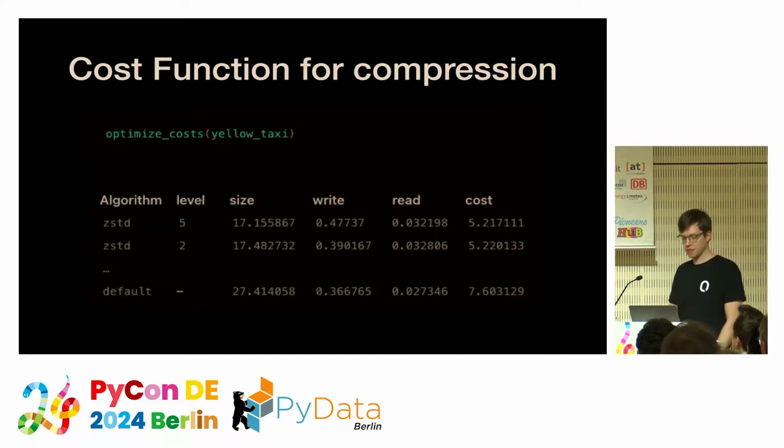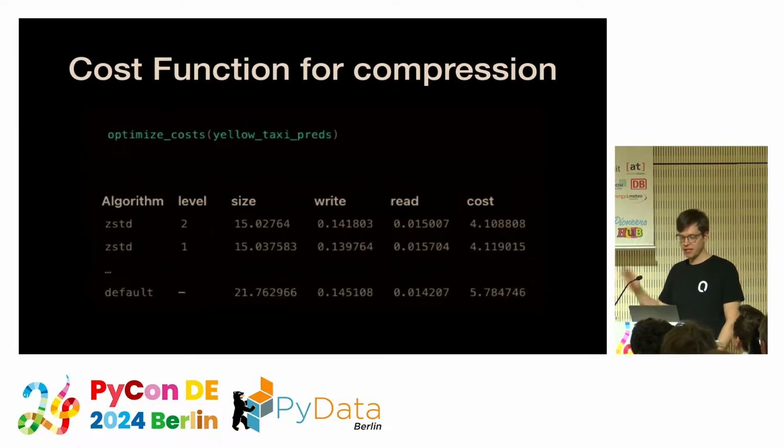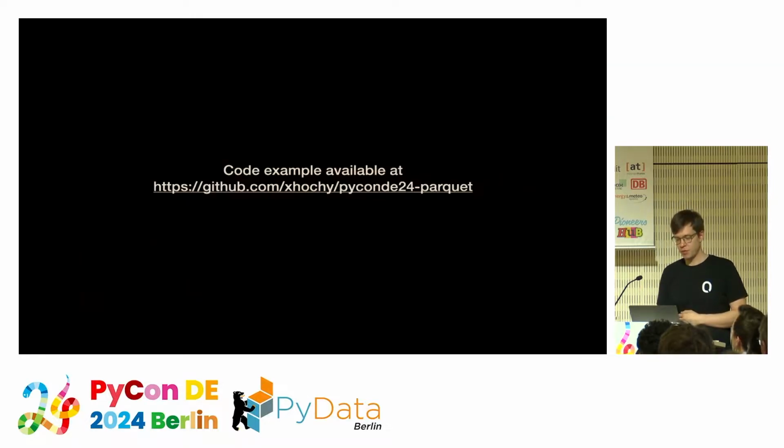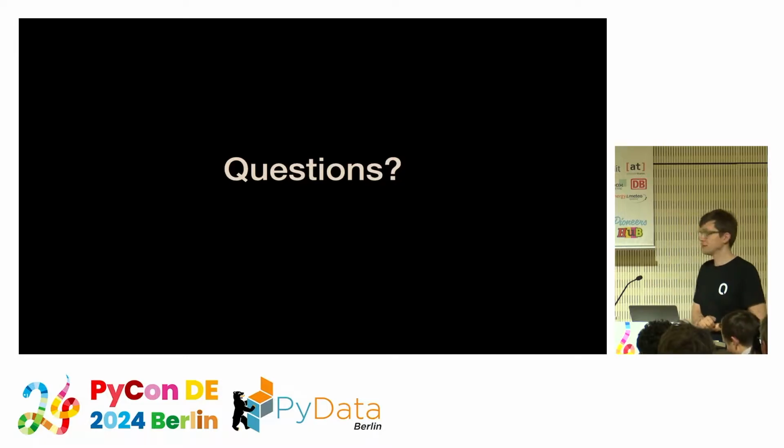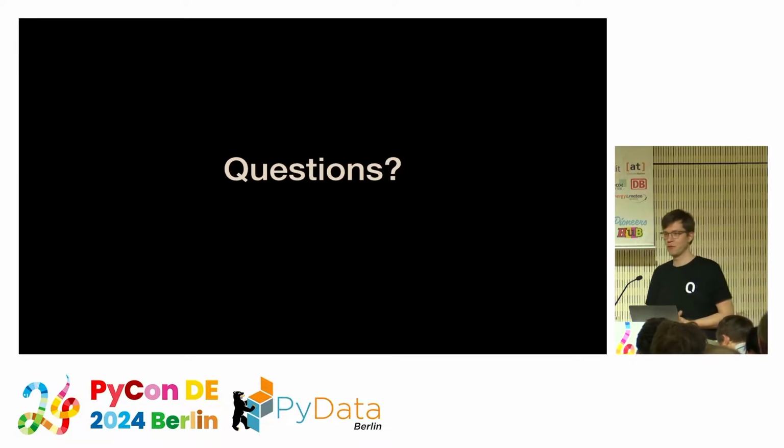The one data set said 5 is the optimal compression level. Here it's 20. So it depends on your use case, tune a bit, but in this area, Parquet is really worthwhile. Yeah, that's it. I'm happy for questions now and hope I could help you a bit with tuning your Parquet files.